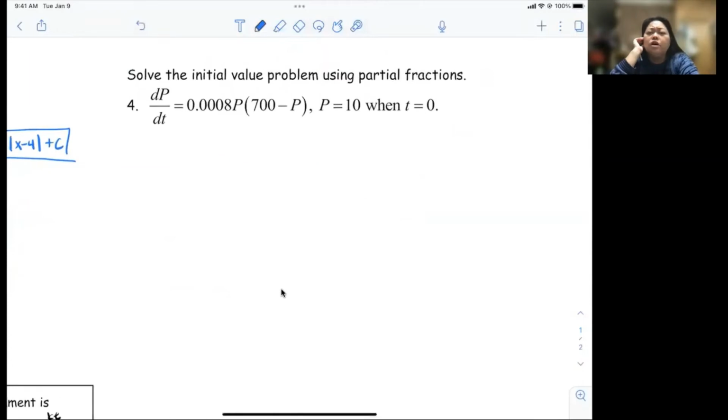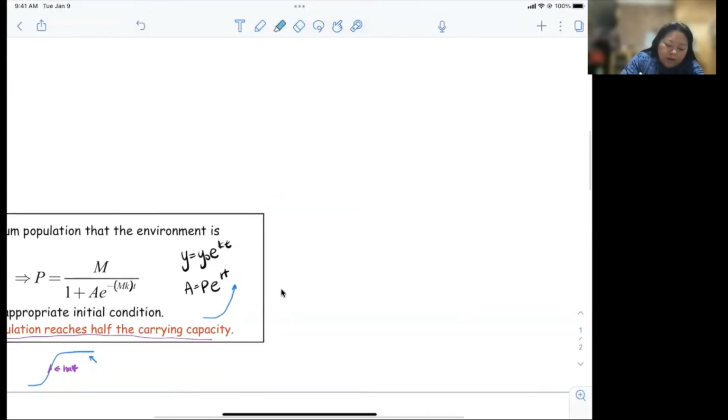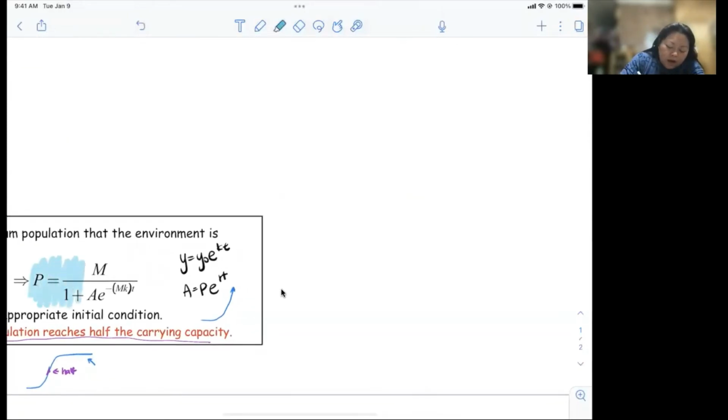So solve the initial value problem using partial fractions. Remember, when it says solve the initial value problem, I'm really solving for the equation. I'm going for y equals. But since it's a dP/dt equation, what it's looking for is P equals. How are you going to rewrite this and solve for this equation?